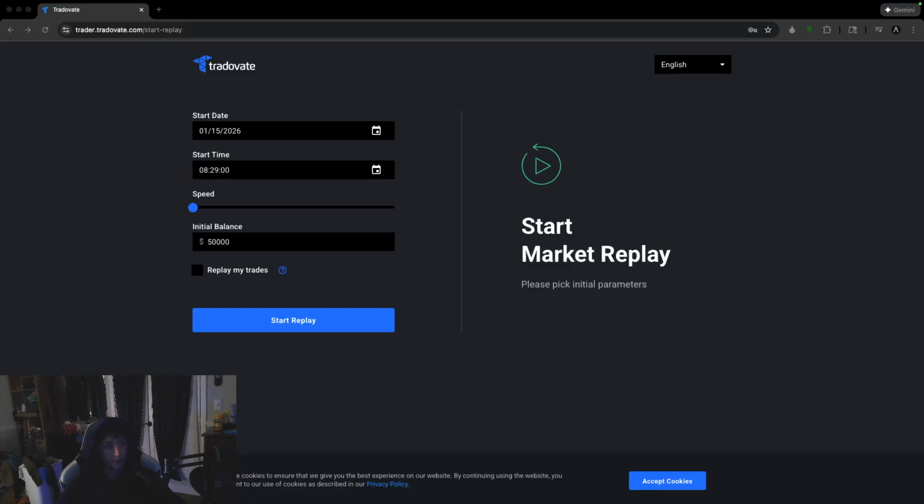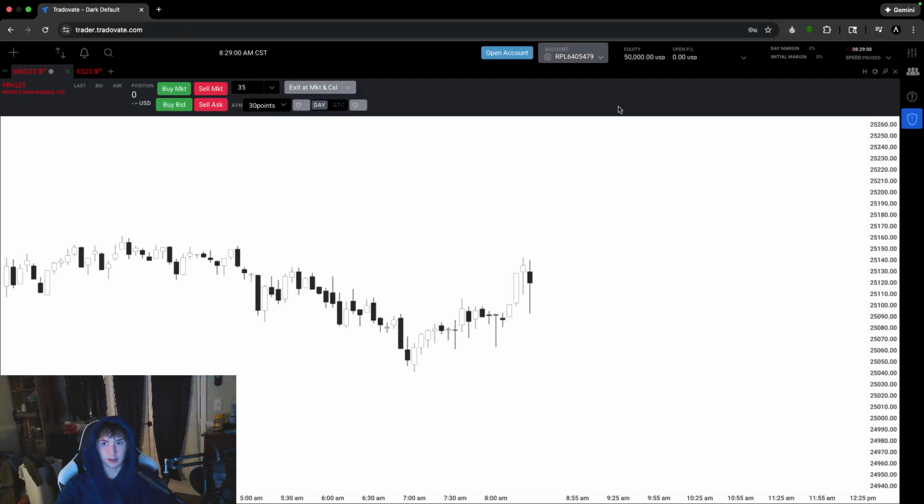Today's market, the 15th. As you can see, we got 1/15/2026, but I have not traded today. So we're going to do market replay on Tradovate because it does it by the tick. You can do it real time. So what that means is that we're going to be backtesting today, but also forward testing because I didn't trade today. We're doing today's thing, but I did not trade today.